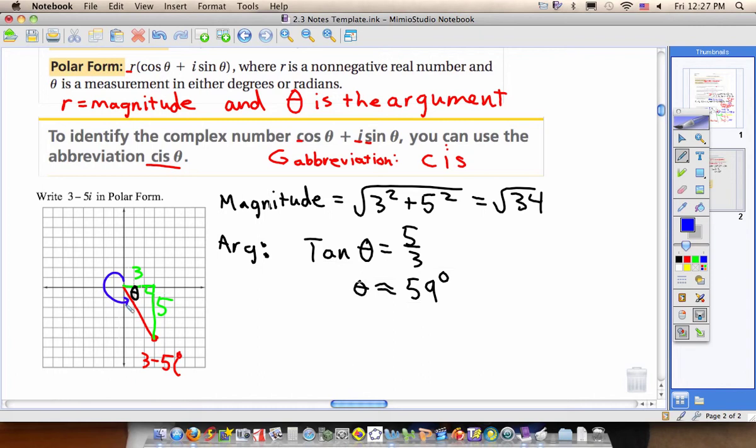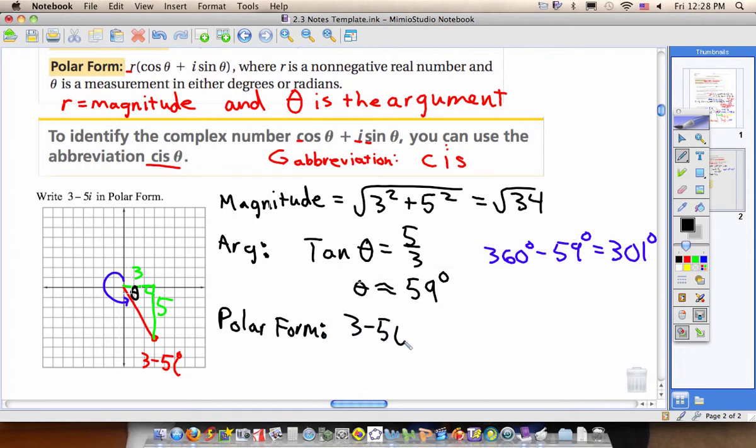Then our argument, okay, when I'm working with right triangles, I just worry about the lengths, because then later we'll look at, okay, do I need to do 360 plus it, 360 minus it, or same thing with 180 if we're in quadrant 2 or 3. So we're 59 degrees short of going completely around the circle, so our argument is 360 degrees minus 59, which is 301 degrees.